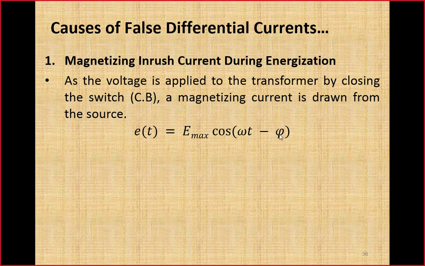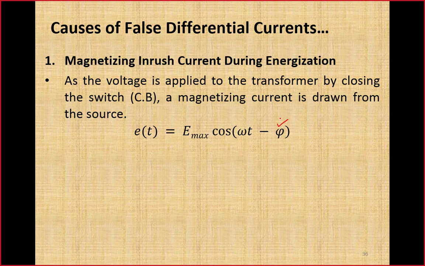And here, this is the applied voltage across the primary side of the transformer, given as a function of time: E max, its peak value, times cos(omega t minus phi). Here at time t equal to 0, when switching took place, this angle phi describes the instant on the voltage waveform at which switching has taken place. I am talking about this angle phi.